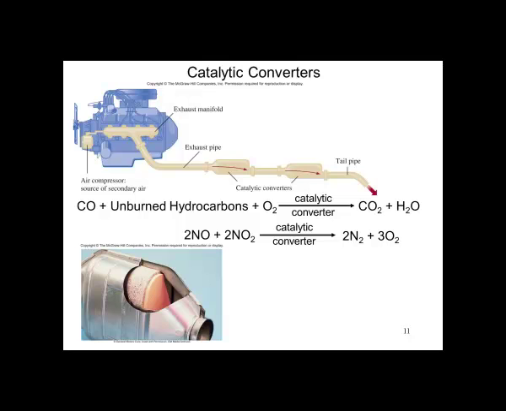Very important to our atmosphere are the catalytic converters in our automobiles. Here carbon monoxide and unburned hydrocarbons react with oxygen in the catalytic converter to be converted into CO2 and water vapor. Also, the nitric oxide and nitrogen dioxide is catalytically converted into nitrogen and oxygen. There you see a cross-section of a catalytic converter.